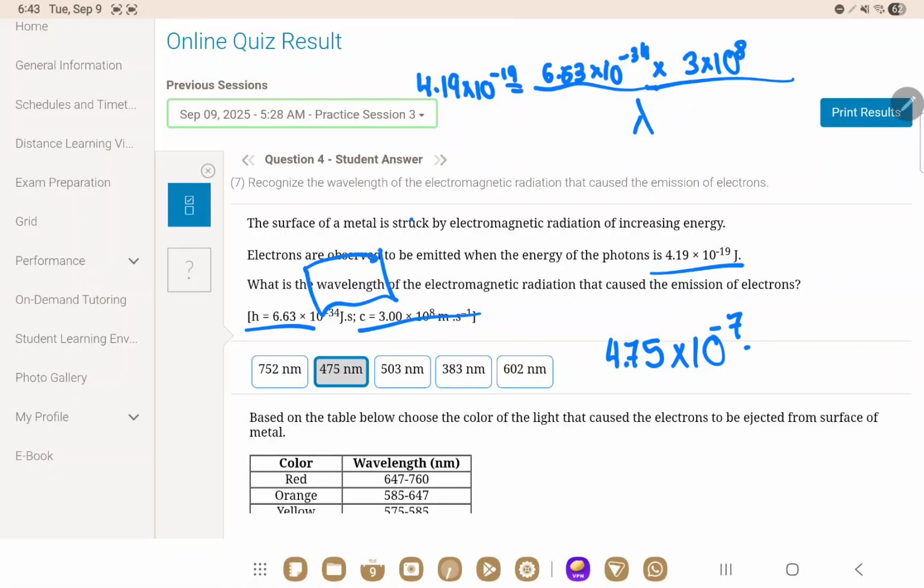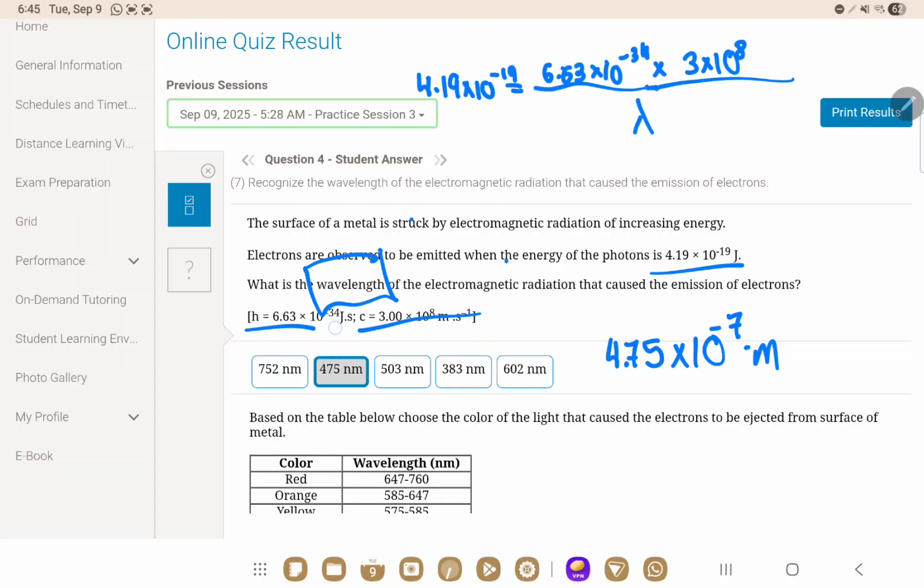Because when you move from... Guys, just when you do it on your calculator, either way, you're going to get the answer in meters. So when you convert meters to nanometers, the number gets bigger. Yeah, so it's negative 7. Of course, negative 7. Now I just realized. So now when you're moving it to nanometers, you multiply by 10 to the power of 9.